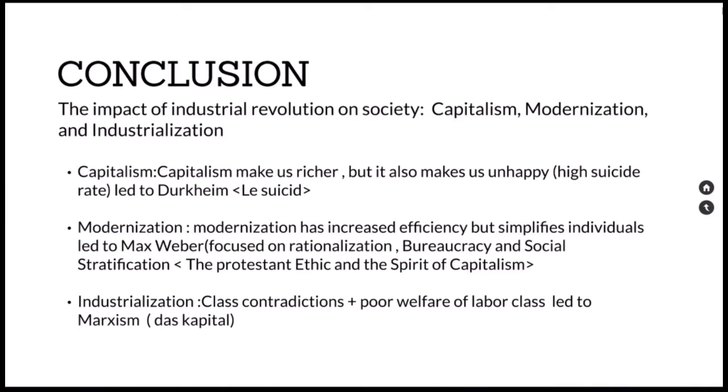According to what Sandon said, class conflict and the treatment of labor were poor at that time, which is also the Marx theory. Jollins talked about the bourgeoisie, which links to the Weber theory that modernization has increased efficiency but simplified the individual. Annie's talk about women and child labor we can analyze with the Durkheim theory and also the Weber theory that I taught before. Capitalism makes us rich, but it also makes us unhappy, and we can also analyze this with Engels' theory, Marx's best friend. He mentioned feminism at that time. I think it's very surprising.